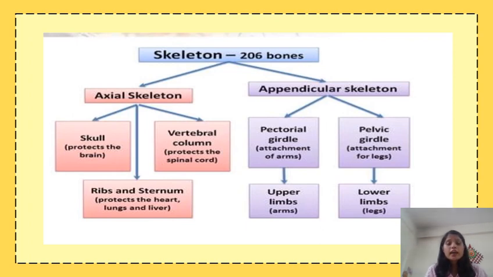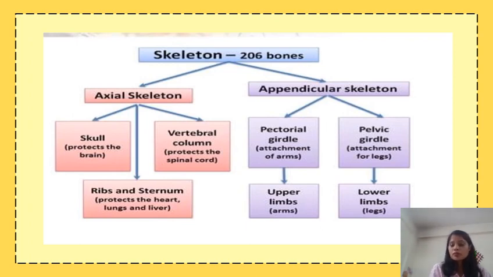So what does the skull do? Skull protects the brain and vertebral column protects the spinal cord. Ribs and sternum protect the heart, lungs and liver. Pectoral girdles are the attachment of arms and pelvic girdles are the attachment for legs.